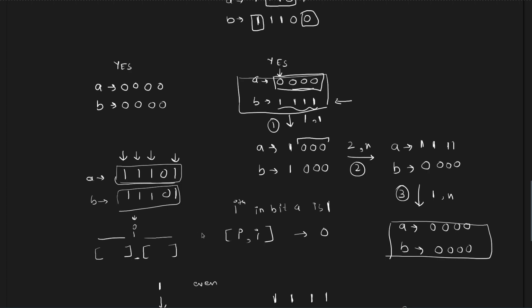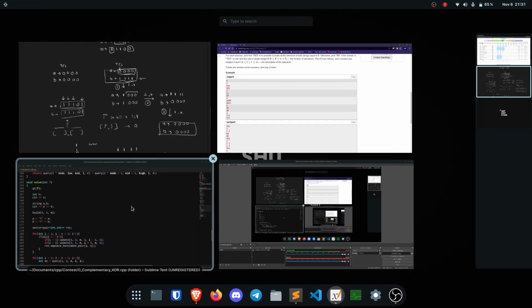So we will use some range query to find out the resultant string B, and we will just compare whether it is equal to all ones or not. If it is not equal to all ones, then we'll just print the answer no. Otherwise, we'll just print the final answer.